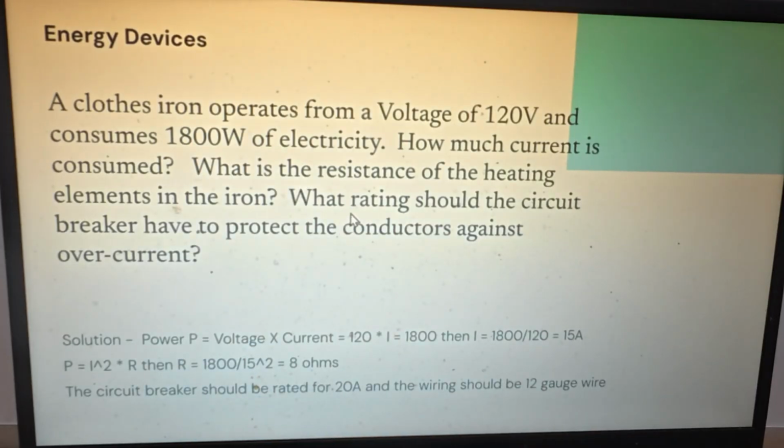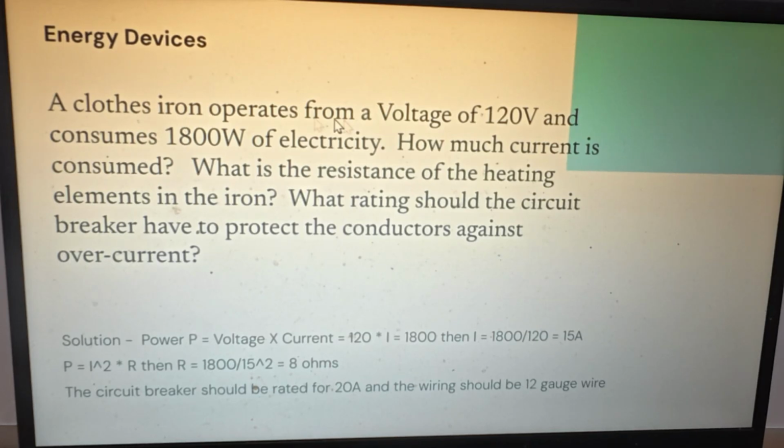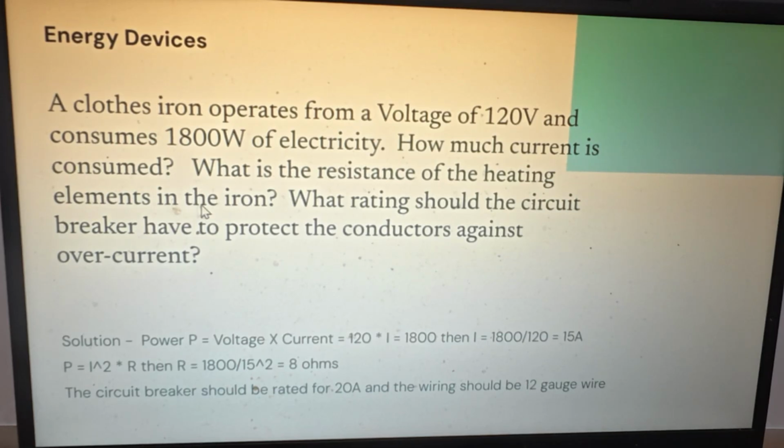So let's look at a sample problem. This sample problem reads: a clothes iron operates from a voltage of 120 volts and consumes 1,800 watts of electricity. How much current is consumed? This is part A. What is the resistance of the heating elements in the iron? That's part B. What rating should the circuit breaker have in order to protect the conductors against overcurrent?